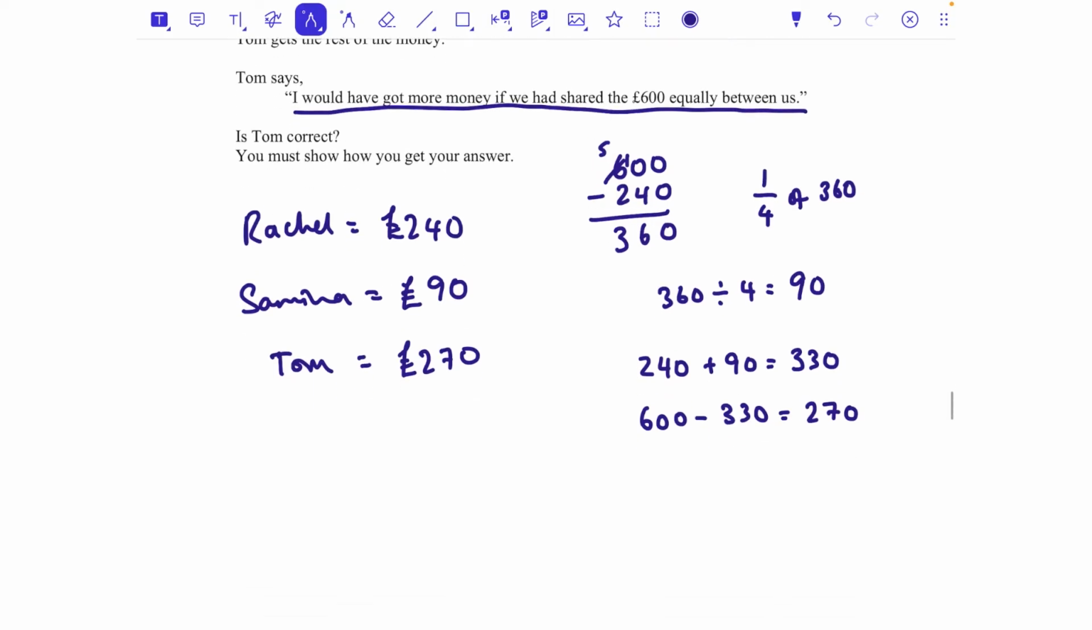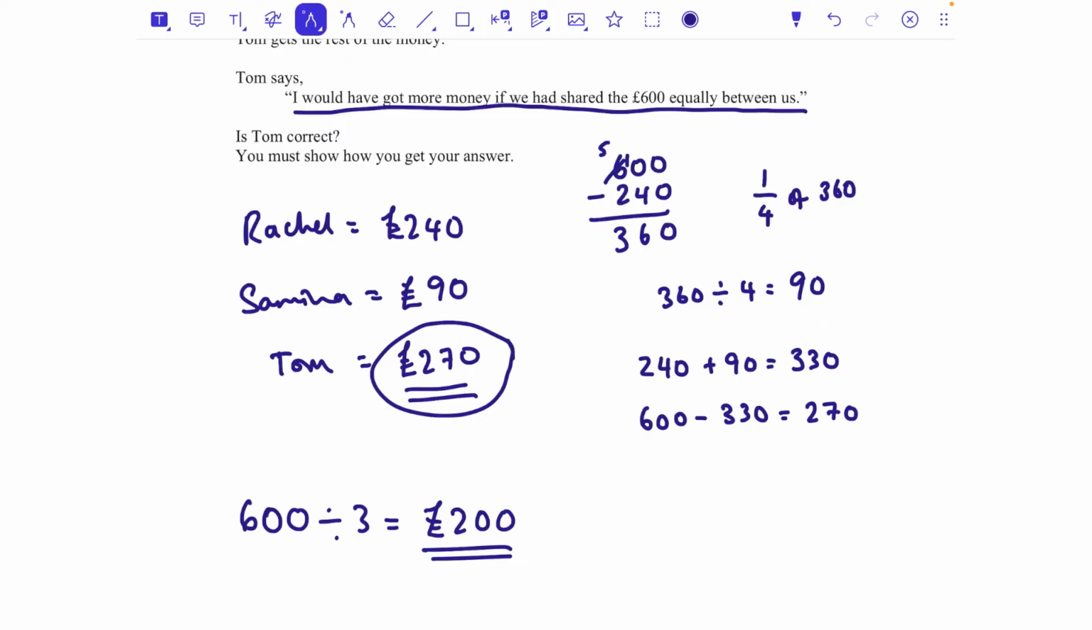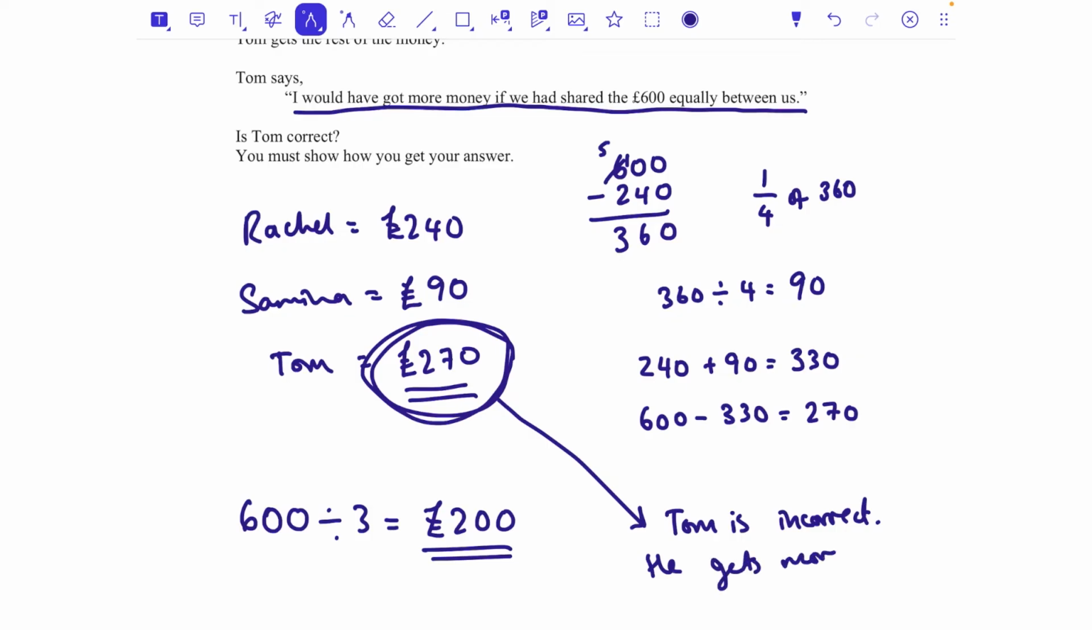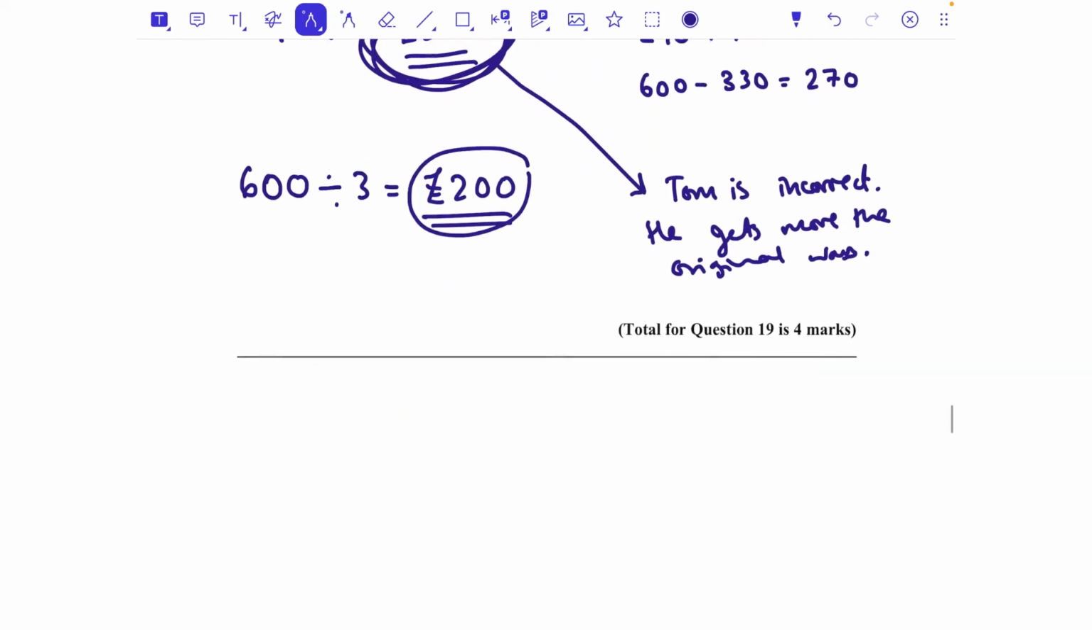Tom says, I would have got more money if we'd shared the £600 equally between us. Well, if they shared it equally between them, it would have been 600 divided by 3, which is £200. So if they'd shared it equally, he would have got 200, but in the way that they have done it, he's got 270. So I think Tom should just be quiet and take his share of the money. He was getting more beforehand. So Tom is incorrect. He gets more the original way. But if you say Tom is incorrect and you can see, the examiner can see 270 versus 200, that's going to be absolutely fine for 4 marks there.